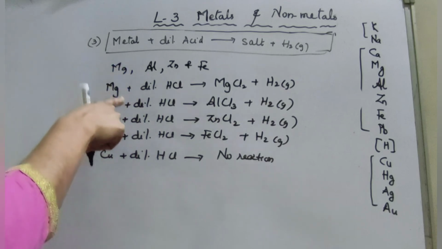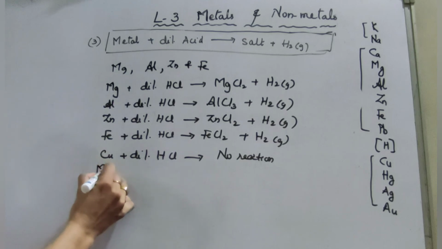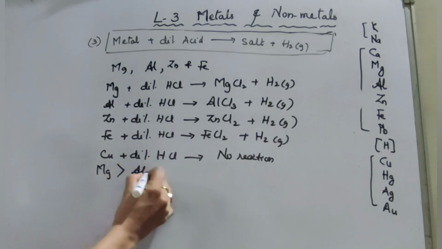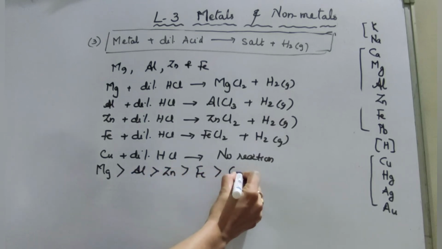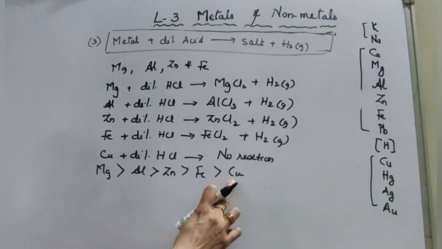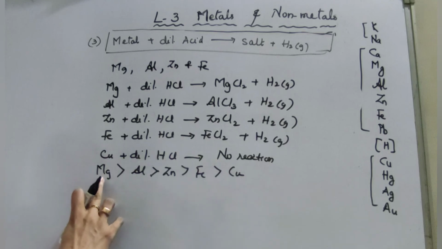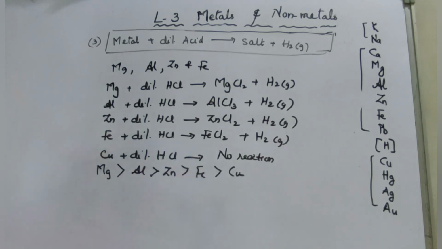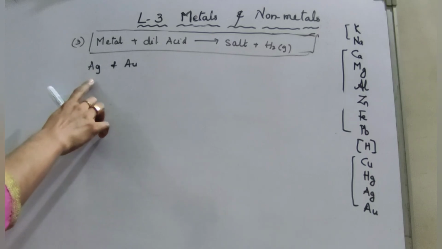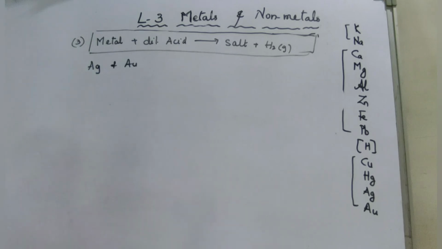So the reactivity decreases in the order: first magnesium, second aluminum, next zinc, another one iron, and next copper. And the last one, we once again remind you, copper does not react with dilute hydrochloric acid. So magnesium is the most reactive metal in the middle reactivity series, then aluminum, zinc and iron. In the case of the least reactive metals, silver and gold also do not react with dilute HCl.